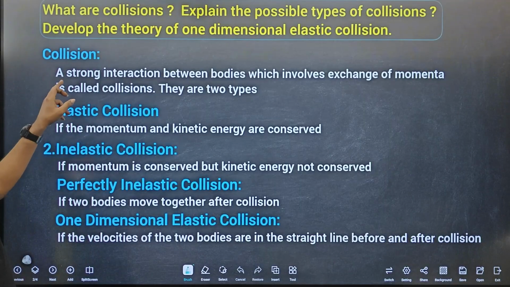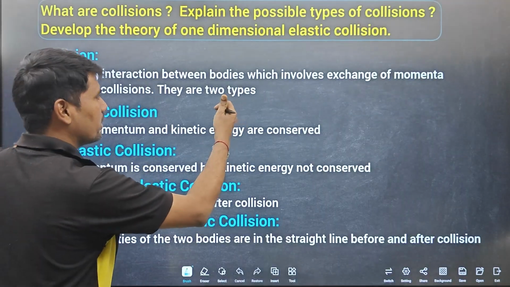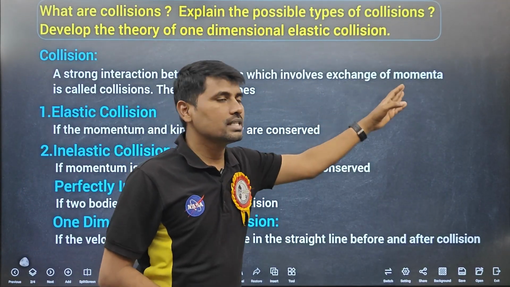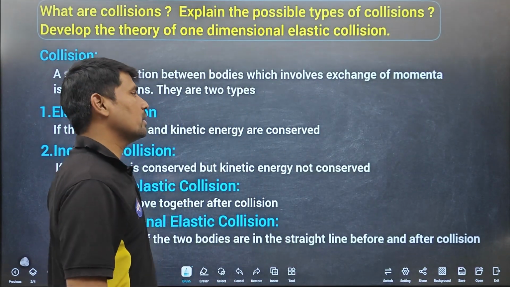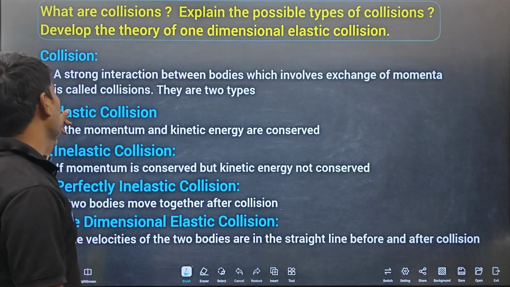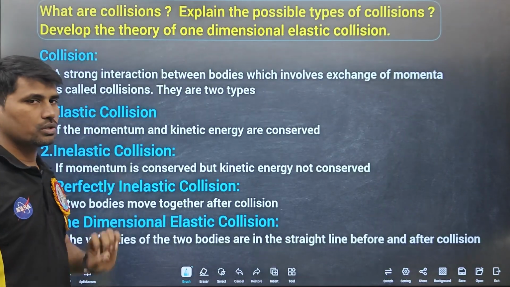Here, collision means a strong interaction between two bodies. One body will hit the other body, which involves an exchange of momenta. Momenta means momentum, denoted with p. It is the product of mass and velocity. This is called collision. There are two types: elastic collision and inelastic collision.